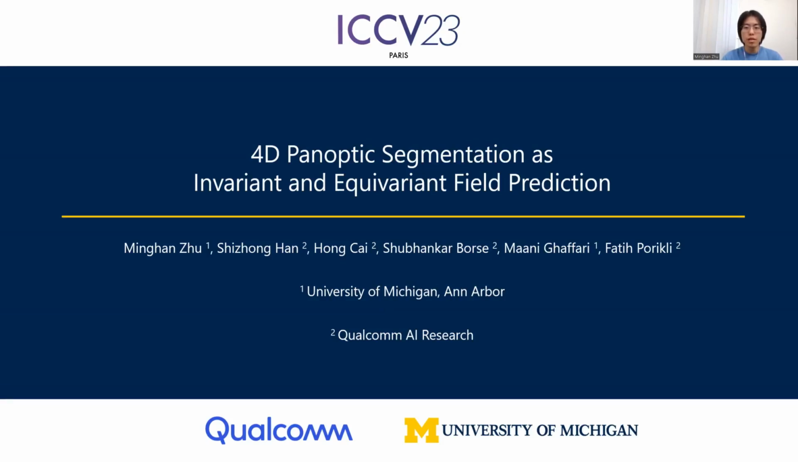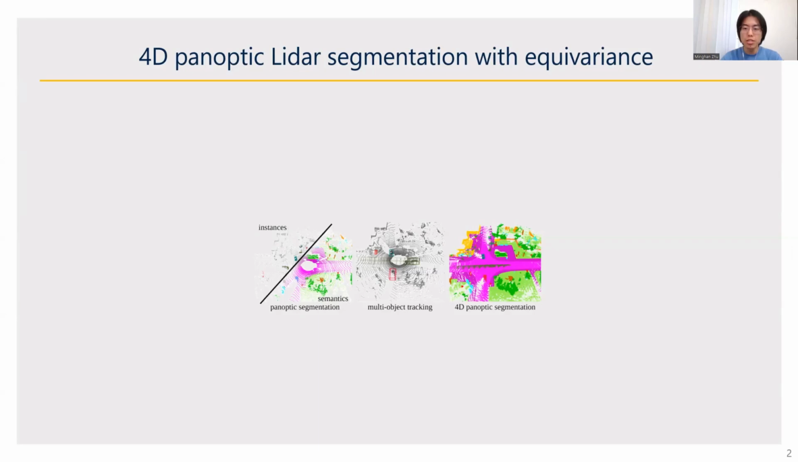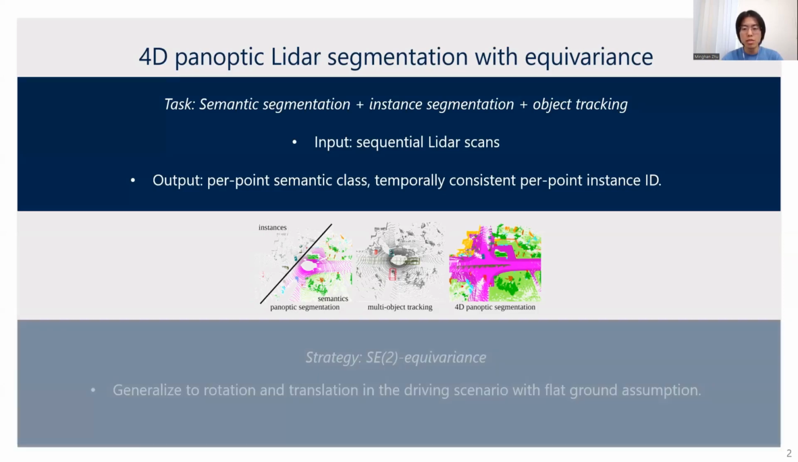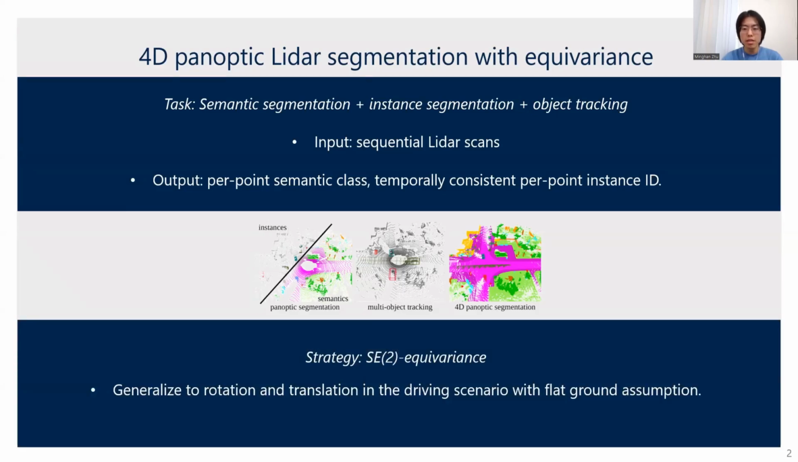In this video, I will present our work from Qualcomm and University of Michigan for panoptic segmentation as invariant and equivariant field prediction. The task for panoptic segmentation is a combination of semantic segmentation, instance segmentation, and object tracking. Given sequential point cloud input, the expected output is per point semantic class and temporally consistent per point instance ID. Since the scene layout and object movements are all approximately on the ground plane, we leverage SE2 equivariance in this task, which is to enable generalization to planar rotations and translations by construction.